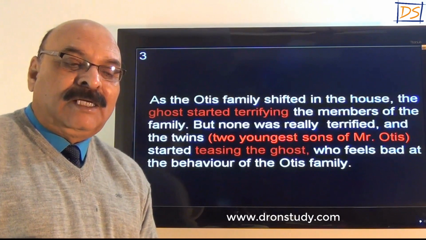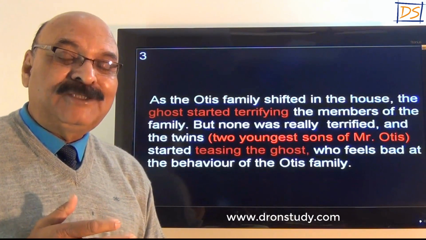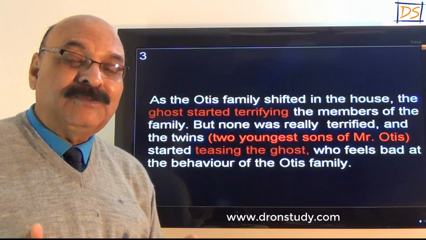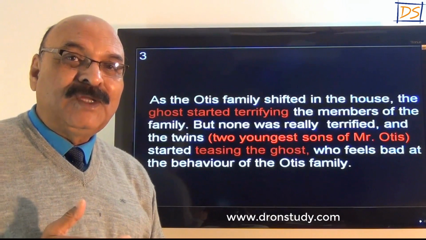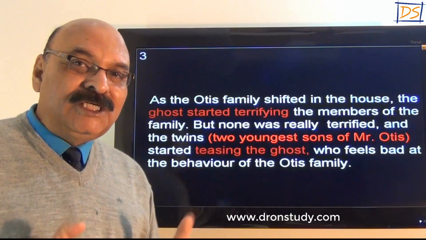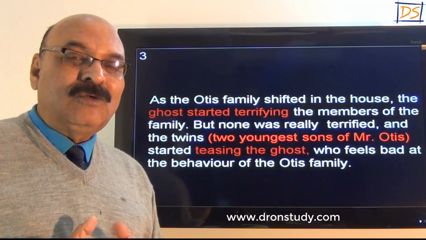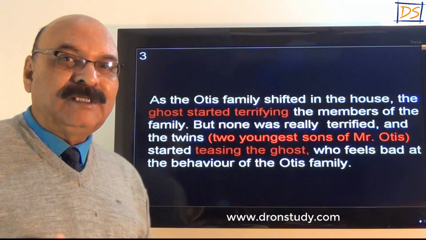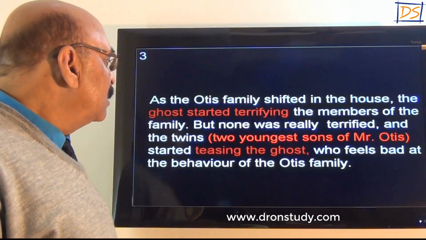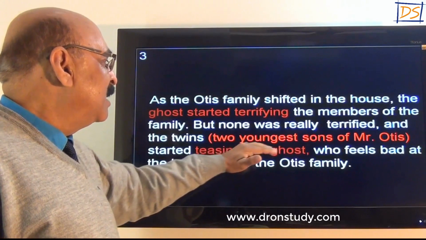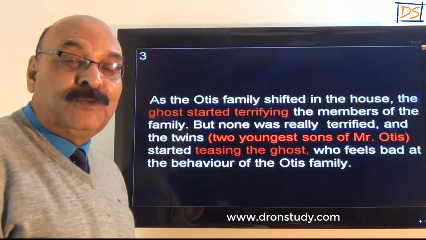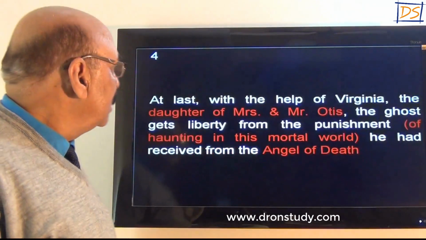Let me tell you about the family. The family consists of 4 children and the husband and wife, Mr. Otis and Mrs. Otis. The elder son is Washington Otis, and then Virginia, the daughter of Mr. and Mrs. Otis, and then the youngest sons, the twins. The ghost was very much teased by these youngest sons of Mr. Otis, and he was not happy with the behavior of Mr. Otis as well as of the sons.